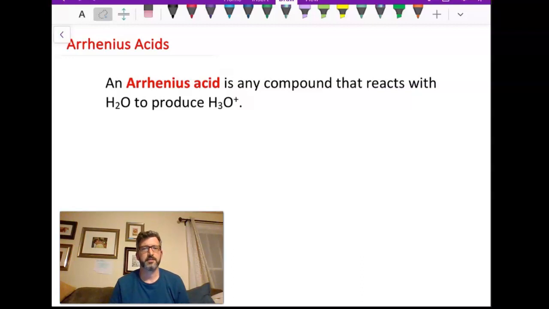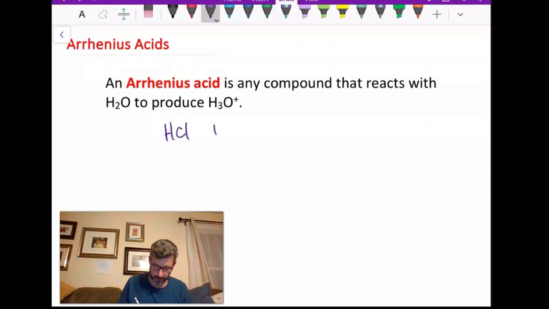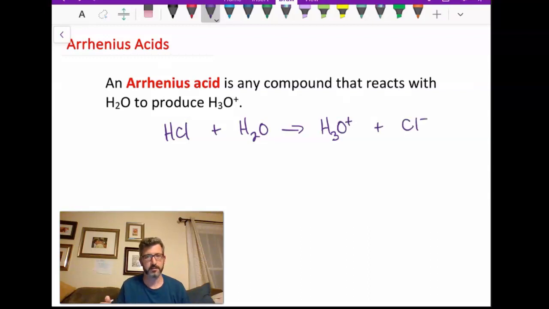Okay, so an Arrhenius acid is a compound that reacts with water to produce hydronium, H3O+. And the example that they use in the reading is HCl. So HCl reacts with water and it produces hydronium and, in this case, Cl minus. Okay, so first of all, what's happening here?